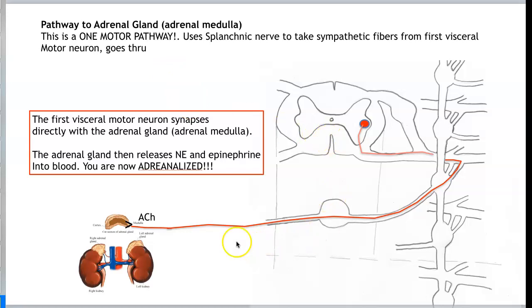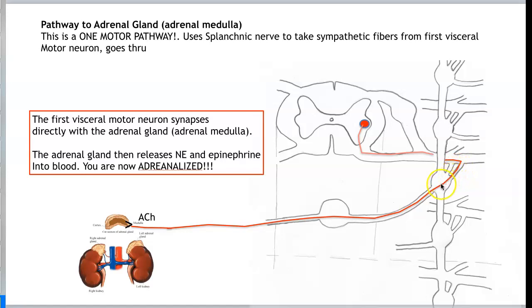We are going to an abdominal organ. The adrenal gland is in the abdomen. So we are going to be using our splanchnic nerve to get us there. So this is what's going to happen. Here is our first visceromotor neuron. Its cell body is in the lateral horn, levels T1 through L2. The first visceromotor neuron axon is going to leave through the ventral root into the spinal nerve. It's going to enter the white ramus communicans.